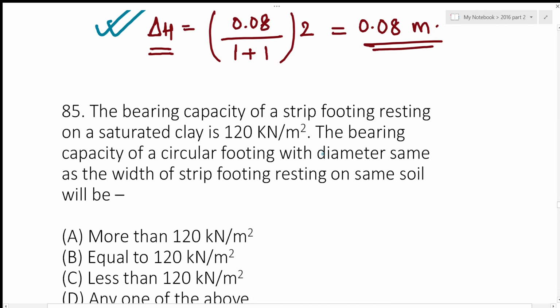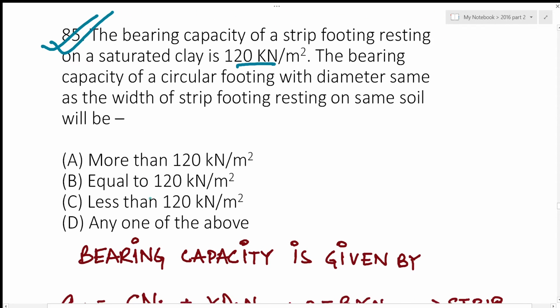Next question is, the bearing capacity of a strip footing resting on a saturated clay is 120 kilonewton per meter square. The bearing capacity of a circular footing with diameter same as the width of the strip footing resting on same soil would be more than 120, equal to 120, less than 120, or any of the above.